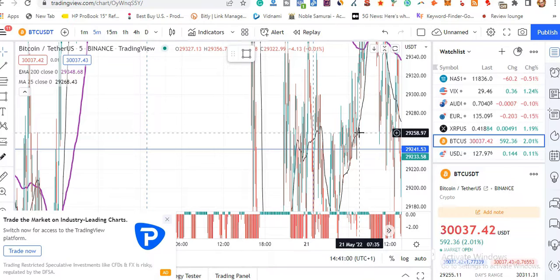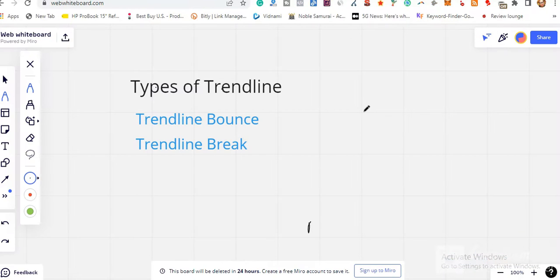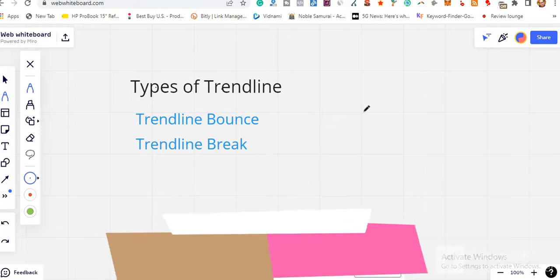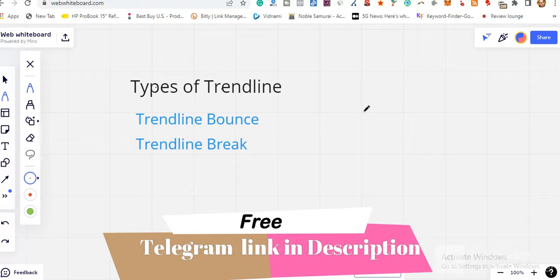Now let's get right into it. There are two types of trend line that I love trading. Number one is trend line bounce and number two is trend line break. If you've been watching my videos, you would have seen that I've made a lot of videos about trend line break because I like trading reversal sometimes. So let's go to trend line bounce.